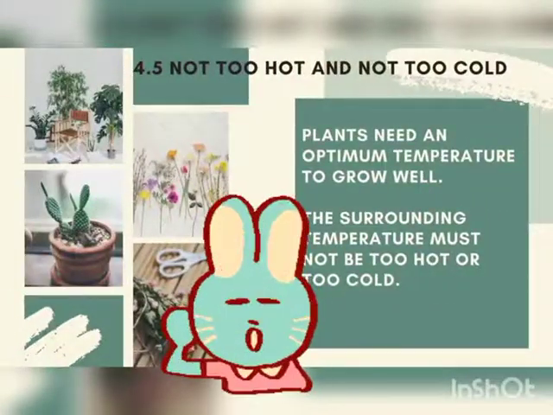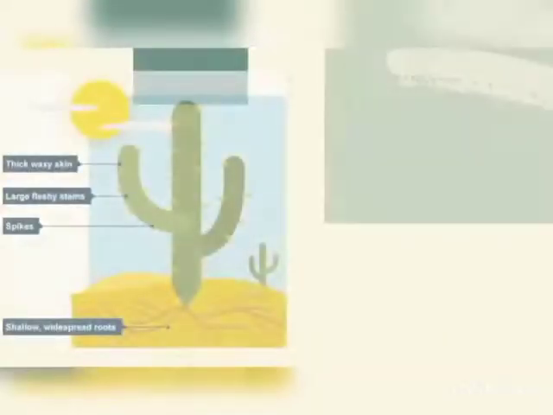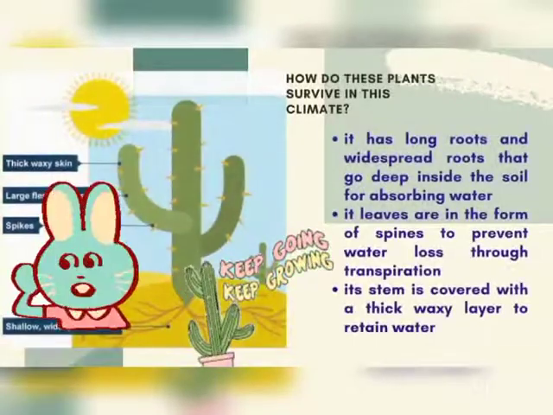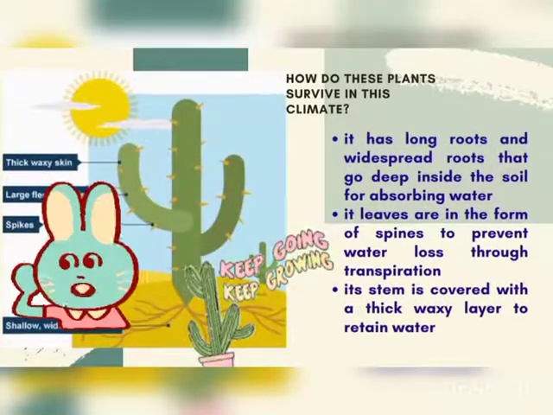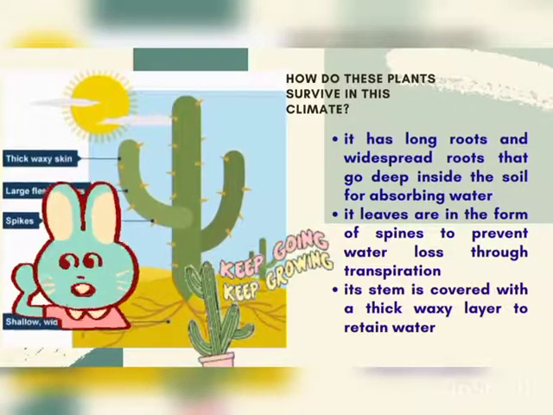Does temperature affect how plants grow? Yes, it does. Plants need an optimum temperature to grow well. The surrounding temperature must not be too hot or too cold. The example is the cactus plant. Cacti grow well in the desert where the temperature is very high during the day.